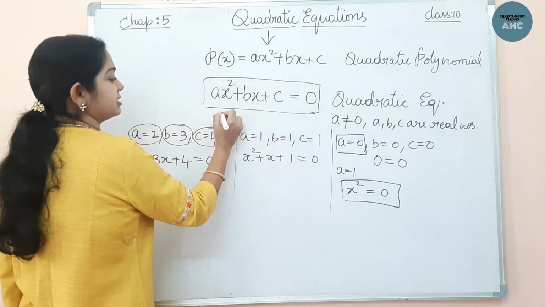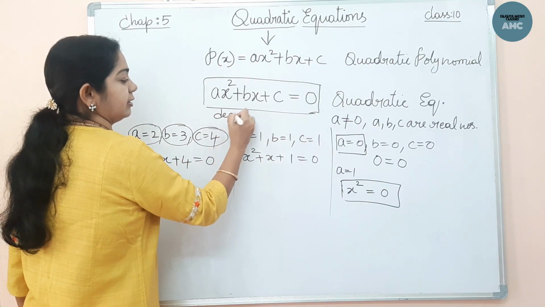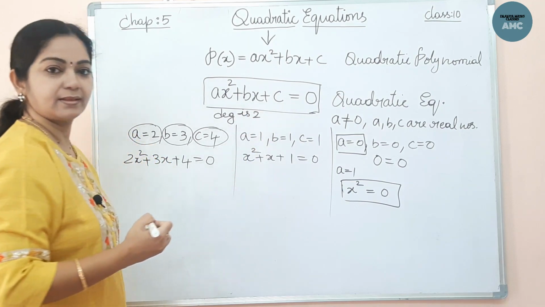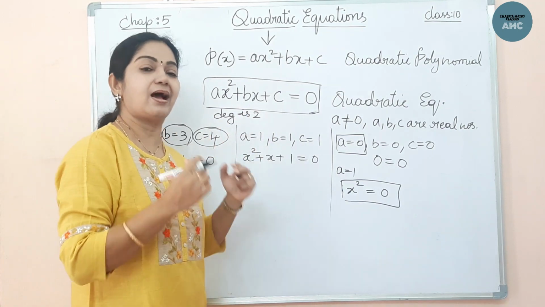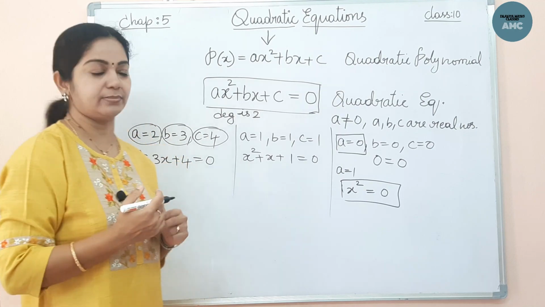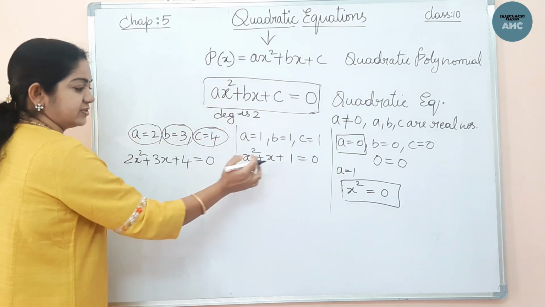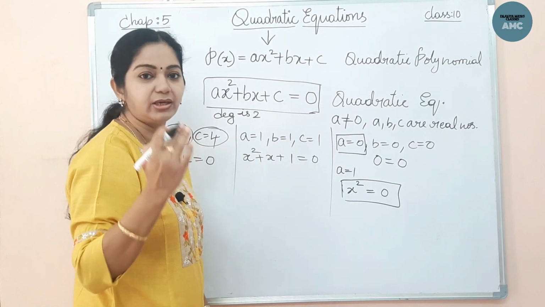So, the condition is that the degree is 2. What is degree? Degree is the highest power of the variable x. Okay. Now, these are the examples in real life situations for a quadratic equation.